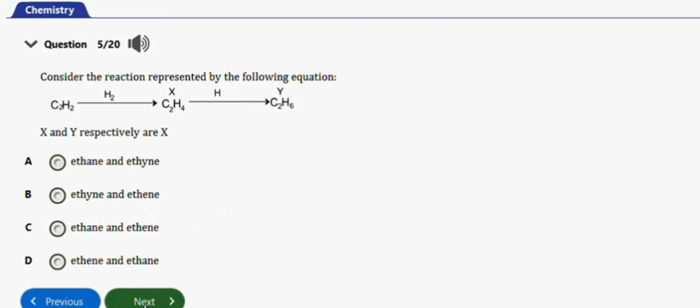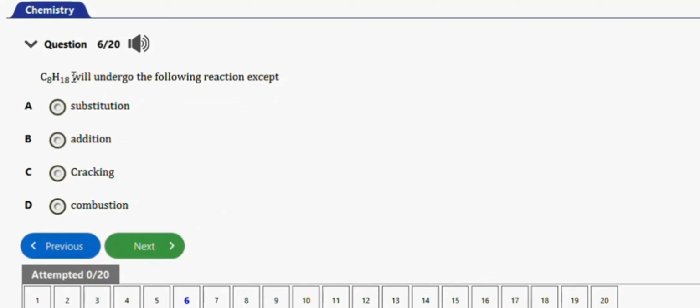The next question will be this one. It says this hydrocarbon will undergo the following reaction except. Looking at this, it is octane. Octane is an alkane, so it will undergo the following reaction except addition. Alkanes don't undergo addition reactions because they are already saturated hydrocarbons.